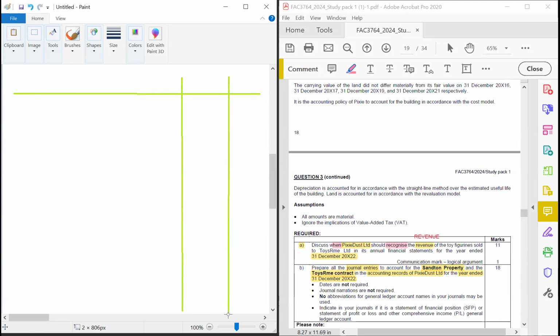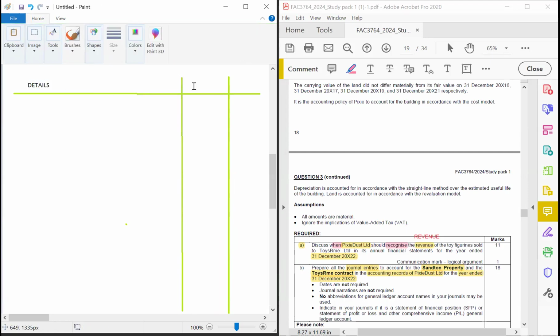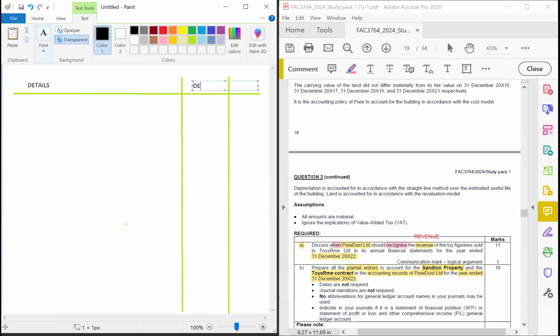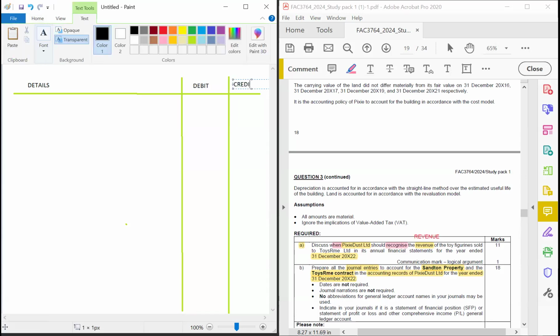So now we are going to mark our general journal. This would be details, and we would have a debit, and we would have a credit.